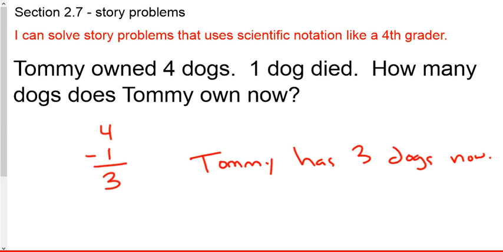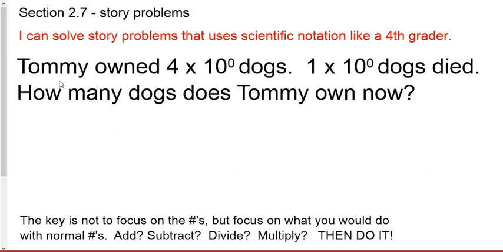What about this, though? Tommy owned 4 times 10 to the 0 power dogs. It looks a little crazy, doesn't it? Well, that literally means he has 4 dogs. It's just written in scientific notation. 1 times 10 to the 0 dogs died. So 1 dog died. How many dogs does Tommy own now?